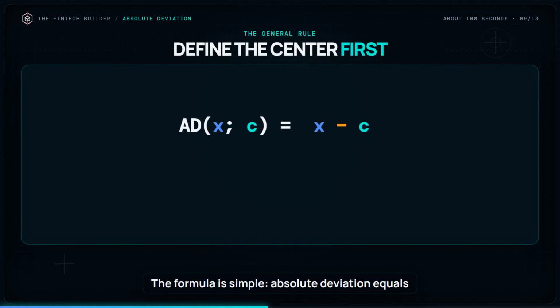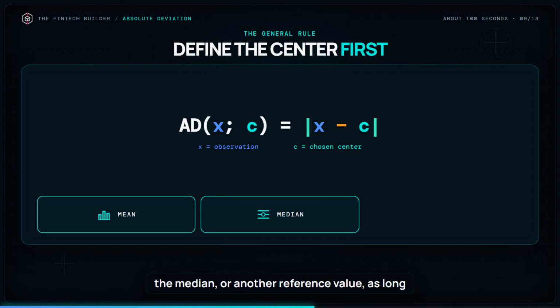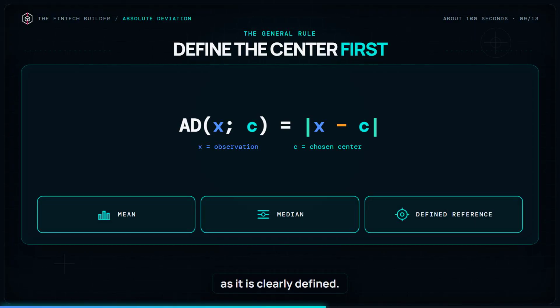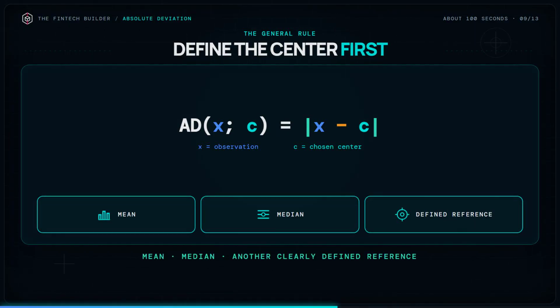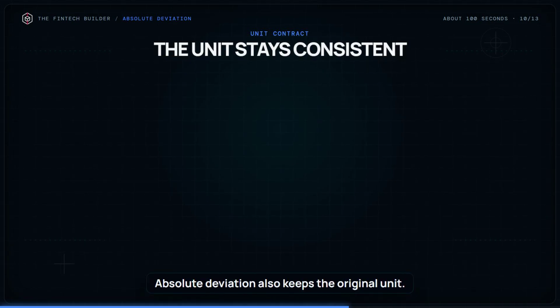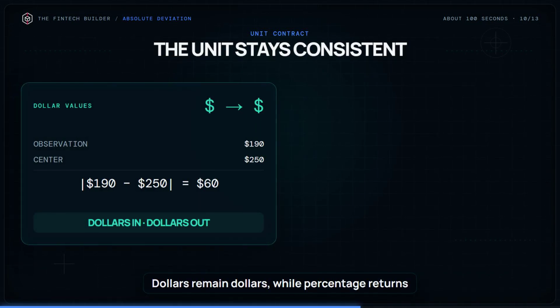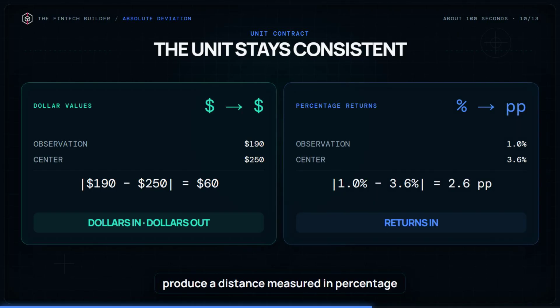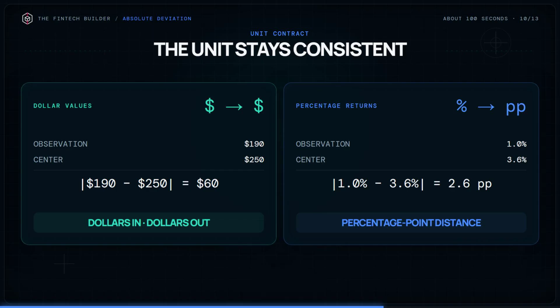The formula is simple. Absolute deviation equals the absolute value of the observation minus the chosen center. That center could be the mean, the median, or another reference value, as long as it is clearly defined. Absolute deviation also keeps the original unit. Dollars remain dollars, while percentage returns produce a distance measured in percentage points.